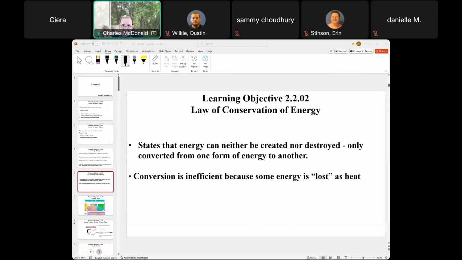Okay, law of conservation of energy. We've kind of all heard about this. It states that you can't create or destroy energy. You can only change it from one thing into another. We do that. I mean, we've got dams on the rivers.